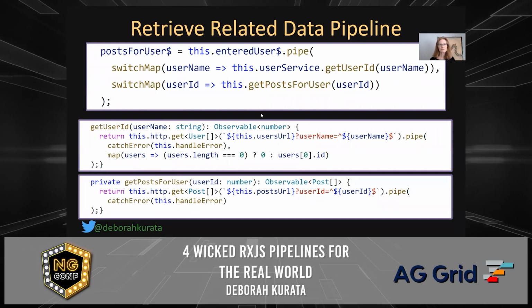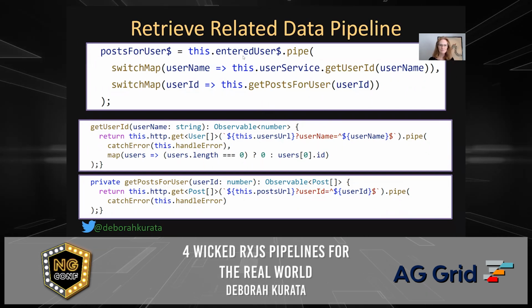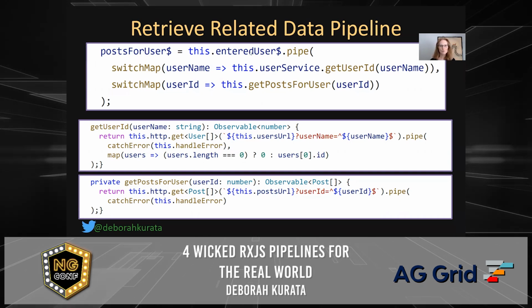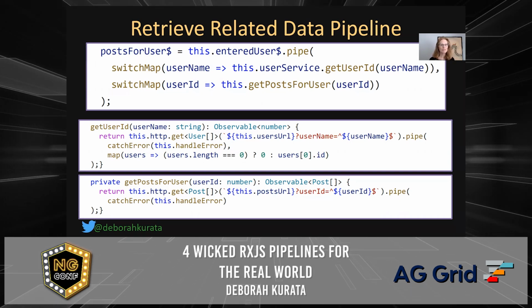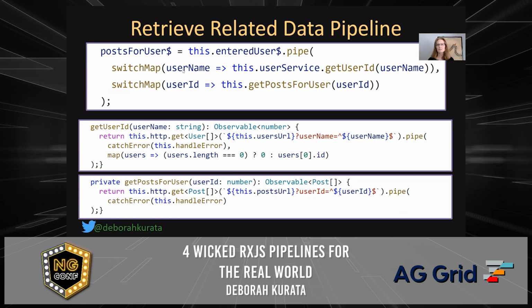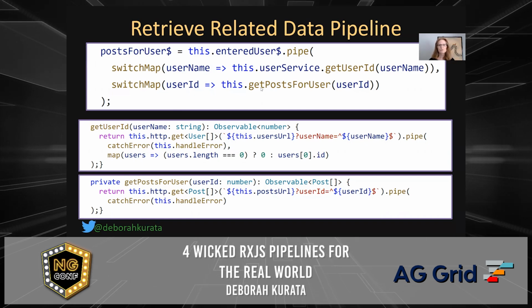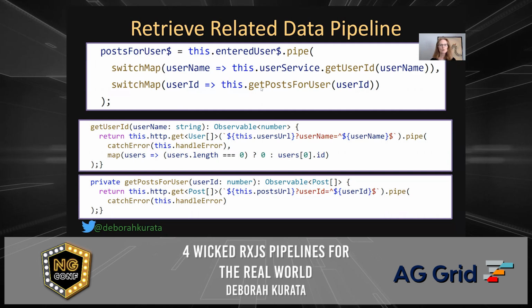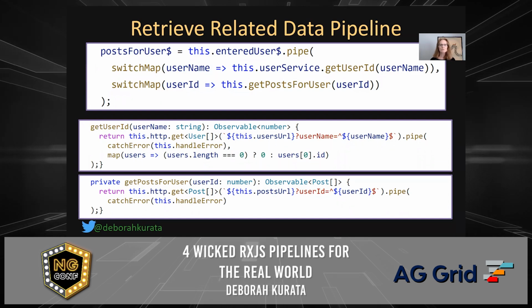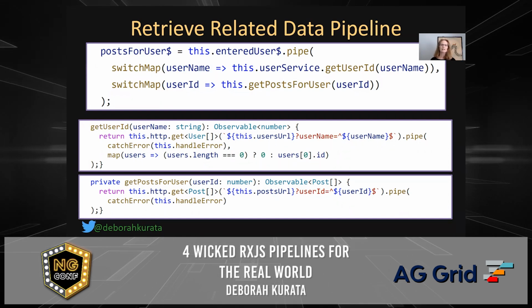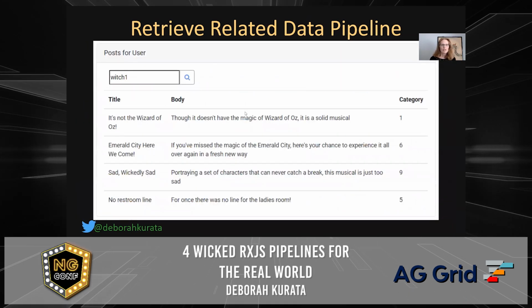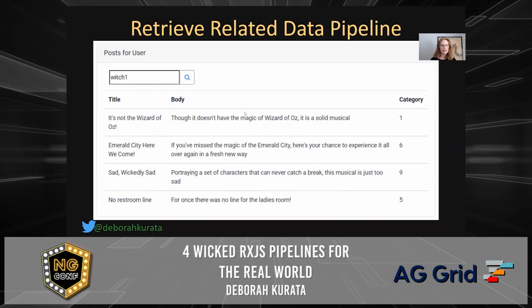The other interesting thing about these pipelines is that each takes the emitted value. So here we have the user that is being emitted into the user stream. It's going to use it in this next operation. So this switch map emits the user ID, which is then used in the next switch map. So you don't have to write code to tell it to somehow wait until one is done or have nested subscribes. This will automatically wait for the emission from the prior one before it executes the next one. Okay, so that's our retrieve related data pipeline.